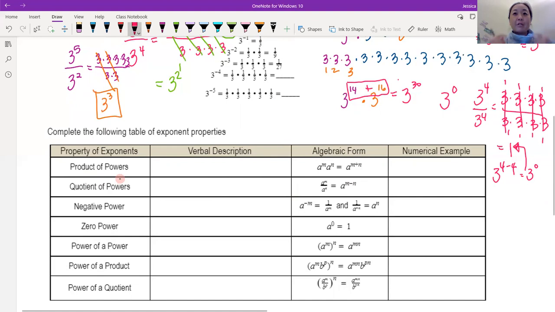So, product of powers. What does product of powers mean? Think back to your elementary school days. Product just means multiply, right? So this just means the result of multiplication, if you can read that. Basically, we're multiplying the bases. So that's the product of powers.